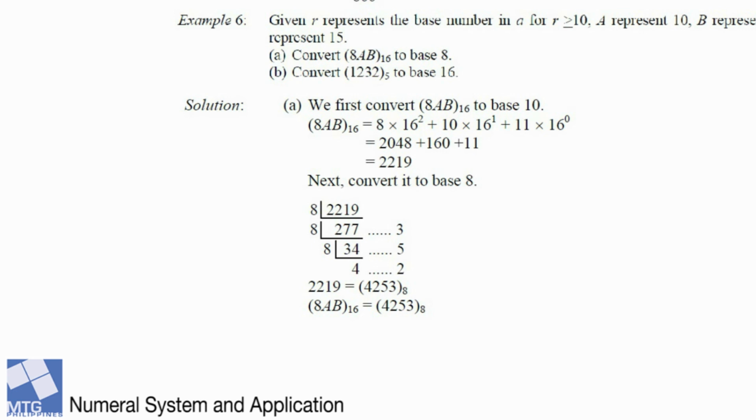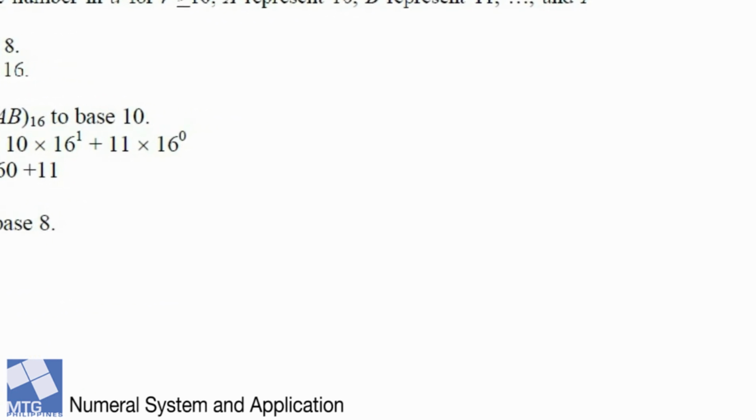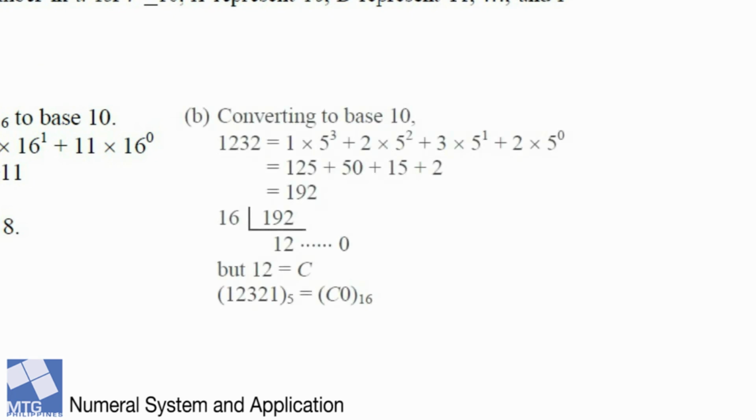Now, the same idea will be applied for part B. We simply have to convert it first to base 10. Thus, 1232 base 5 is equal to 1 times 5 to the third power plus 2 times 5 to the second power plus 3 times 5 to the first power plus 2 times 5 raised to 0. And this is equal to 192.